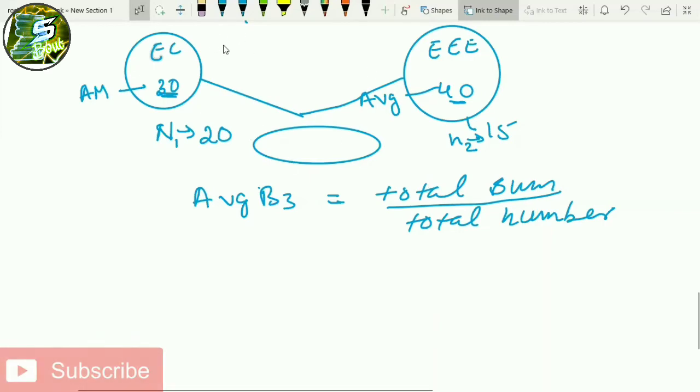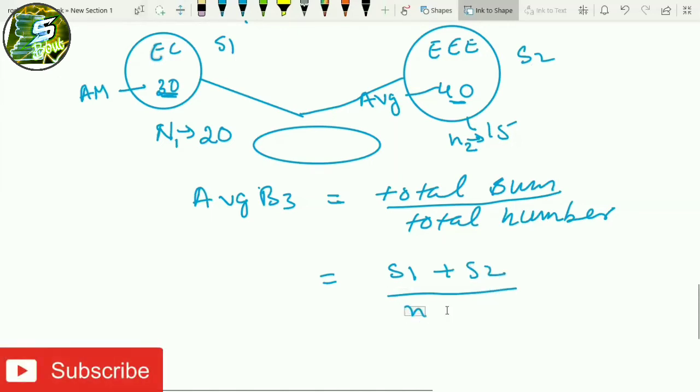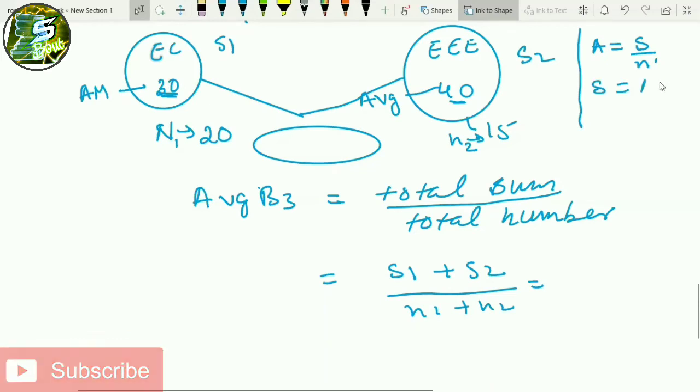Let's call the sum of this group S1. Let's call the sum of this group S2. Whenever I talk about the total sum, can I say that total sum will be sum 1 plus sum 2? Total number will be nothing but number 1 plus number 2. I hope you remember the formula for average. Average is nothing but sum by number. So if average is sum by number, anyone can say that sum will be nothing but average into number.